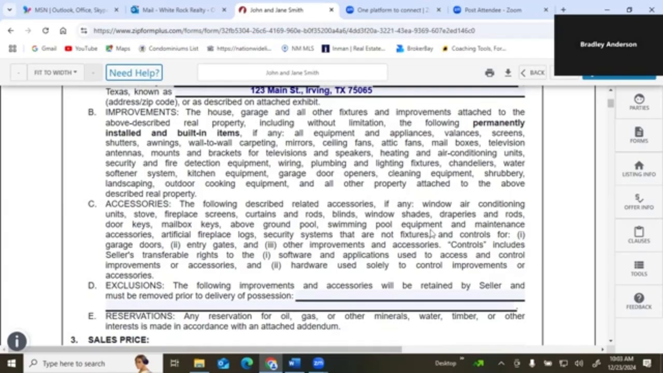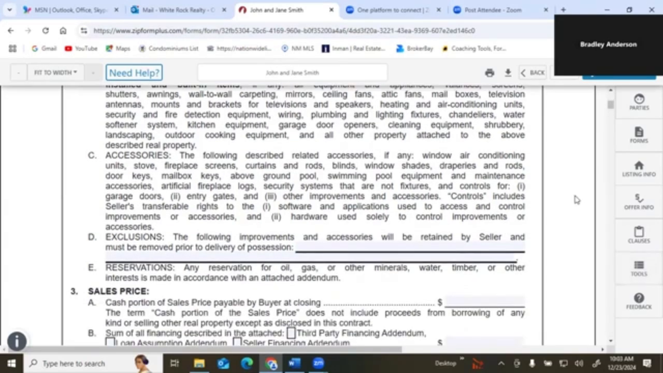Security systems that are not fixtures and controls for entry gates and other improvements and accessories. So you've got to leave the garage door opener, or how are you going to get in? Controls include sellers' transferable rights to the software and applications used to access and control improvements and accessories, and hardware used solely to control improvements or accessories. So, in other words, the homeowner can't leave a Nest thermostat or Ring doorbell that's tied to all the software and not give it to the new buyer.